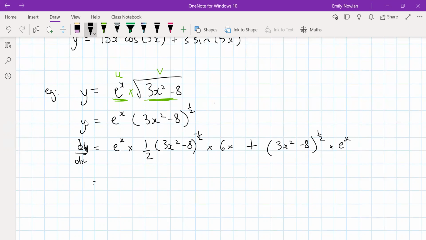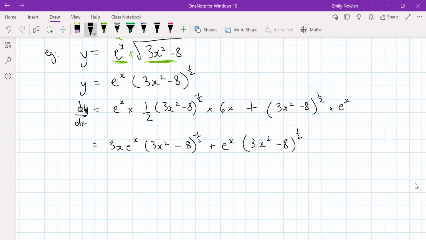Now you can clean it up a little bit. So a half of 6 is 3. So we'd have 3x e to the x, 3x squared minus 8 all to the minus a half, plus, let's usually stick the e to the x out the front, 3x squared minus 8 all to the positive a half. Now, in the back of your textbooks, they often rearrange things a bit more, but in essence, that's what you need to do. So then you're doing exercise 7J, page 322, and just choose a selection of questions.